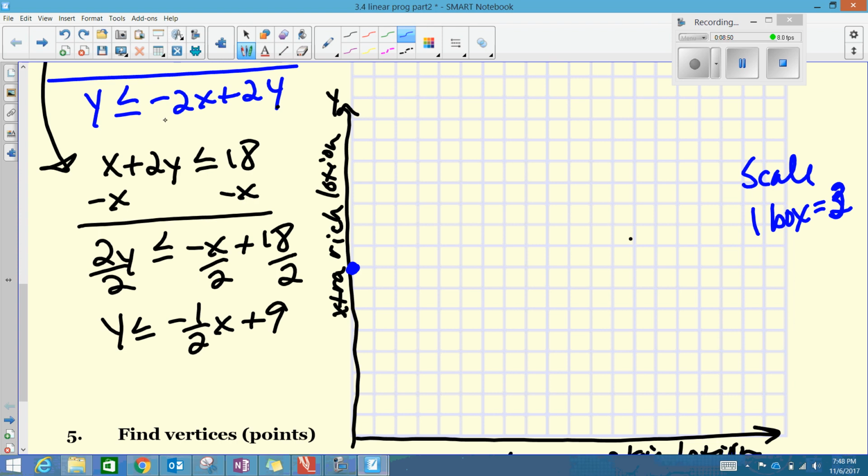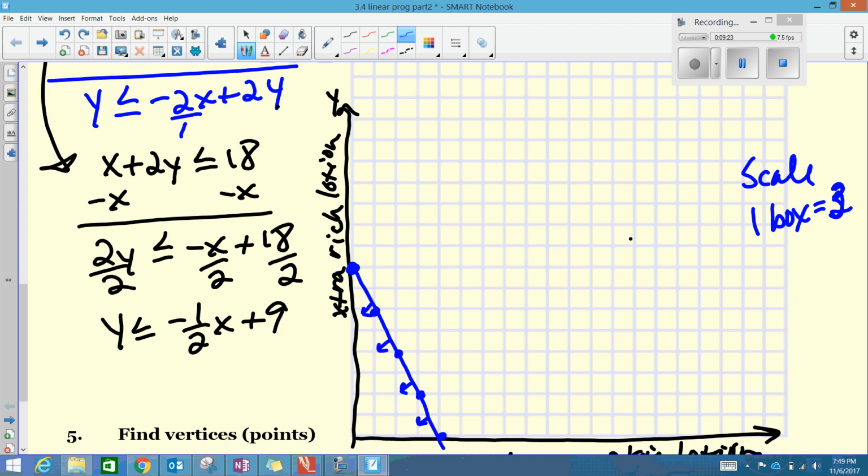Now, I'm still going to keep my slope negative 2 over 1, because I'm going to let every box up the y-axis count for 3, and every box on the x-axis count for 3. So that way I can still count my slope normally. So down 2 over 1, down 2 over 1. So even though I'm really going down 6 over 3, it's still the same slope, so I'm okay. So I can graph that, and I'm going to shade underneath.